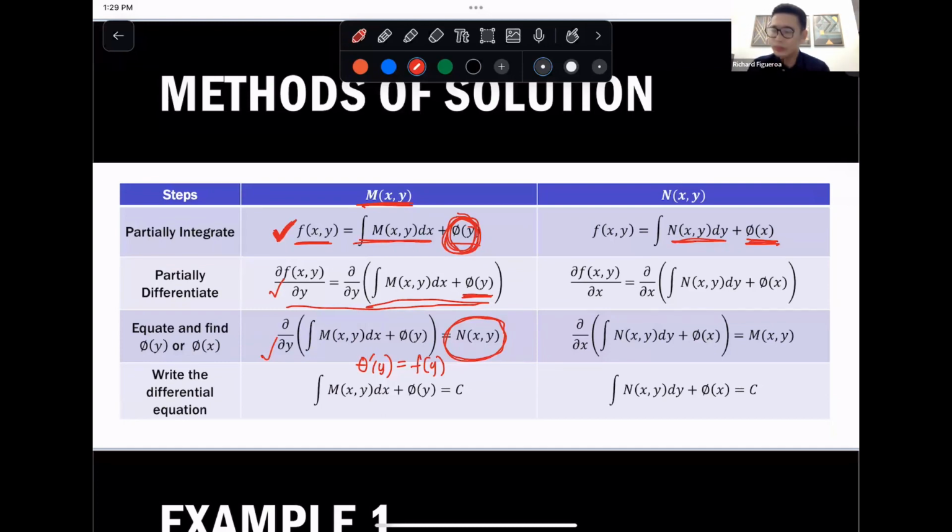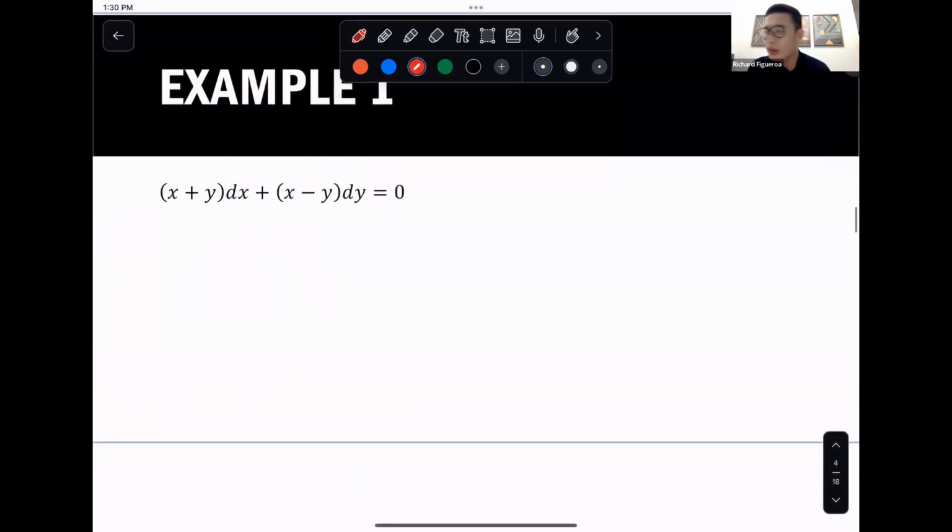But before following these steps, we need to make sure that the equation is an exact equation. Okay, so let's have our first example. We have a simple example.